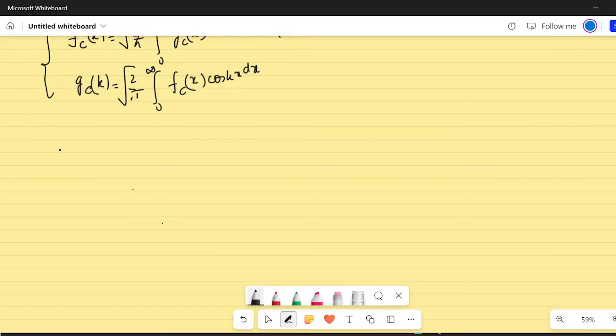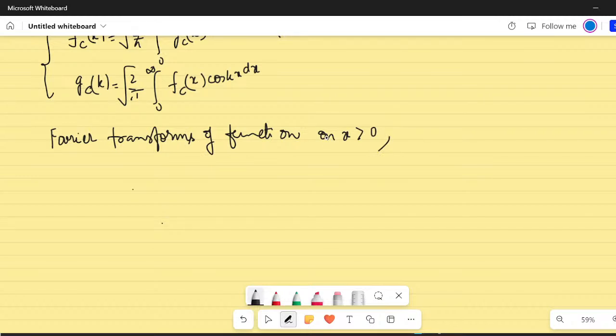Okay, so let's say I want to find the Fourier transform of a function which is not defined on the entire real line, but let's say it is defined on x greater than 0. Then what to do? Now in this particular case, we actually define an auxiliary function.